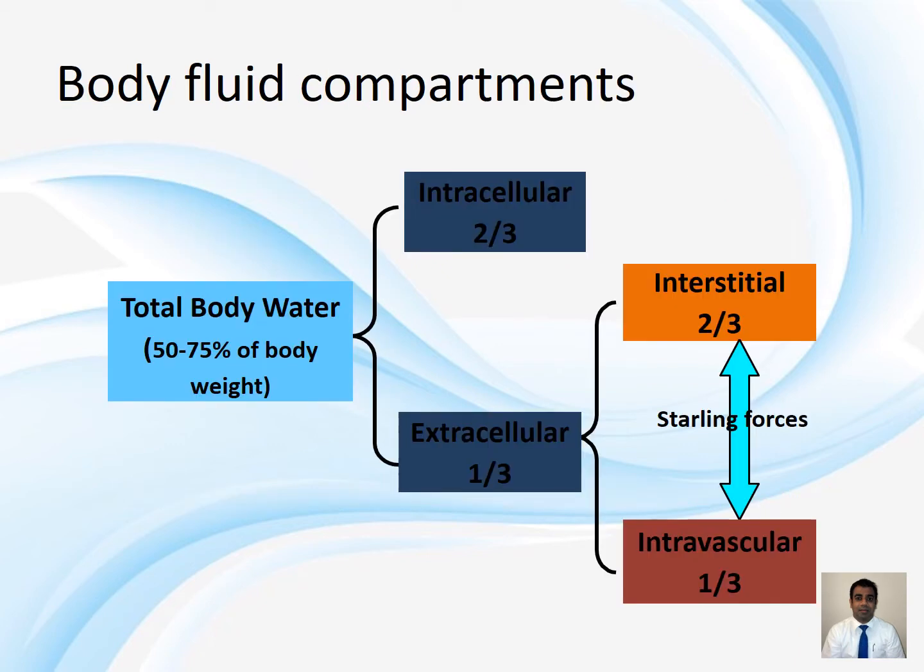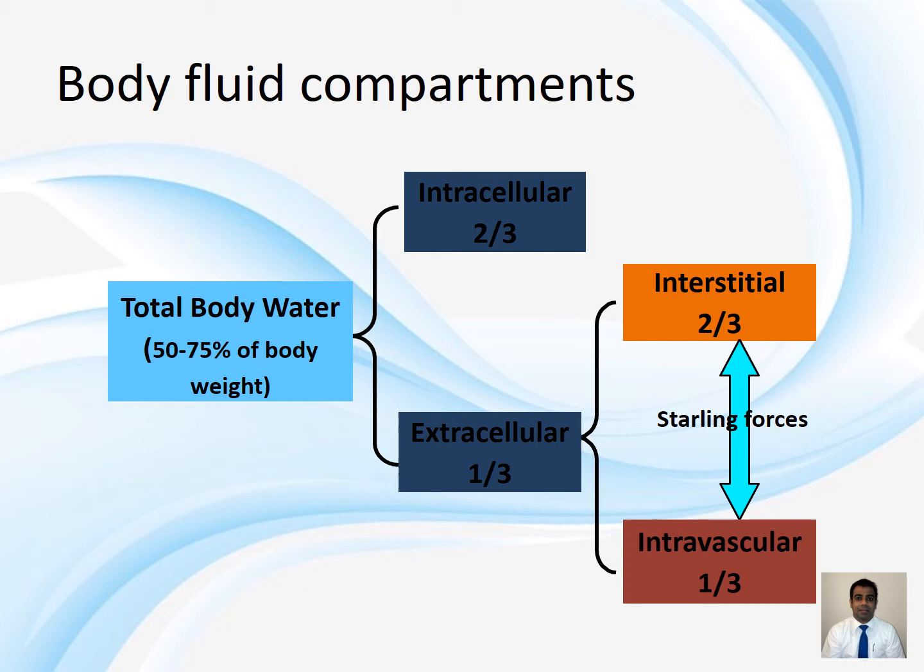So let's recapitulate what you've learned in physiology regarding the body fluid compartments. The total body water constitutes about 50 to 75% of the total body weight. We just noted that it's dependent on age and gender. Now, of this total body water, 2/3 lies in the intracellular compartment, and 1/3 lies in the extracellular compartment. So 2/3 lies intracellularly and 1/3 extracellularly.